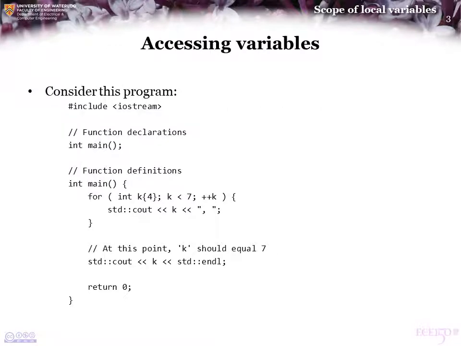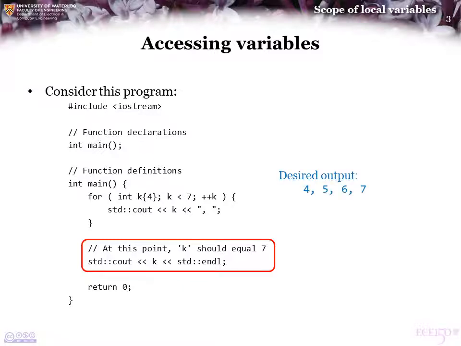As a motivating example, consider the following program. Here we have a for loop where the loop variable k is initialized with the value 4 and the loop body is executed so long as k is less than 7. After the loop, the value of local variable k should equal 7, so I would like to print that at this point. Thus, this should produce the desired output of 4, 5, 6, 7.